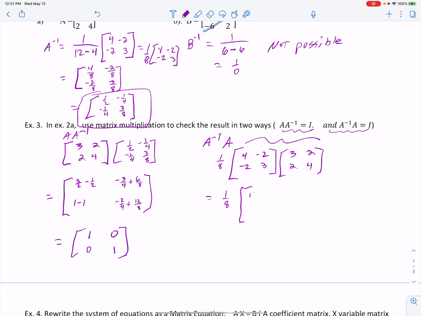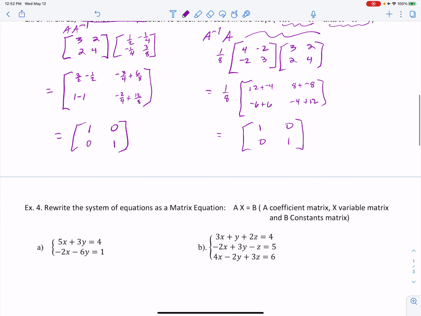So you have a 12 plus a negative 4. Then you have 8 plus a negative 8. A negative 6 plus 6. A negative 4 plus 12. And when you multiply through, you've got 8 times 1/8 is 1, times 0 is 0, times 0 is 0, and 8 times 1/8 is 1. And it's just a little bit easier. So use matrix multiplication to check your results, that they truly come out to be inverses.